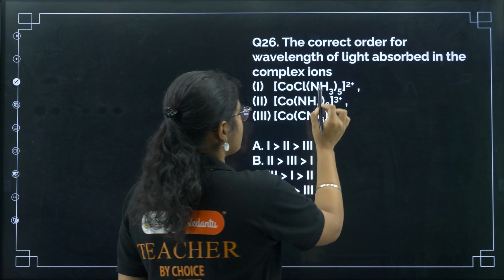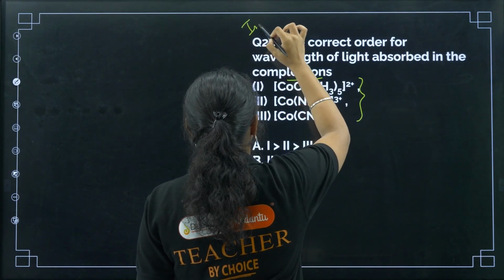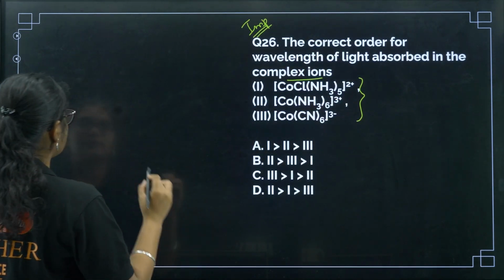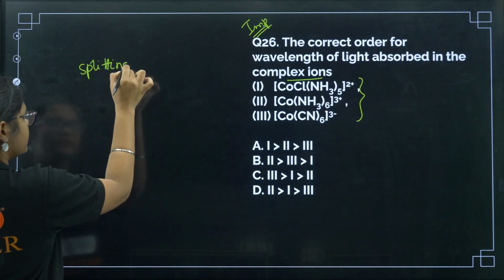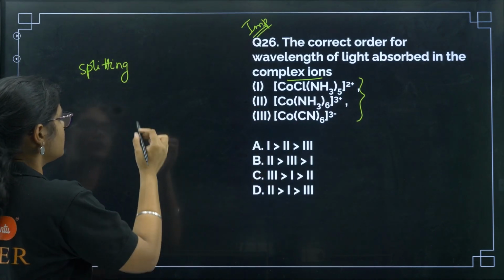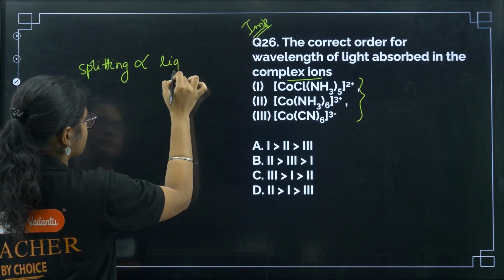Next, the correct order of wavelength of the light absorbed in the complex ion. So this is again an important question. Okay. So first of all, see the splitting. The d orbital splitting of the complexes depends on what? It depends on the ligands.